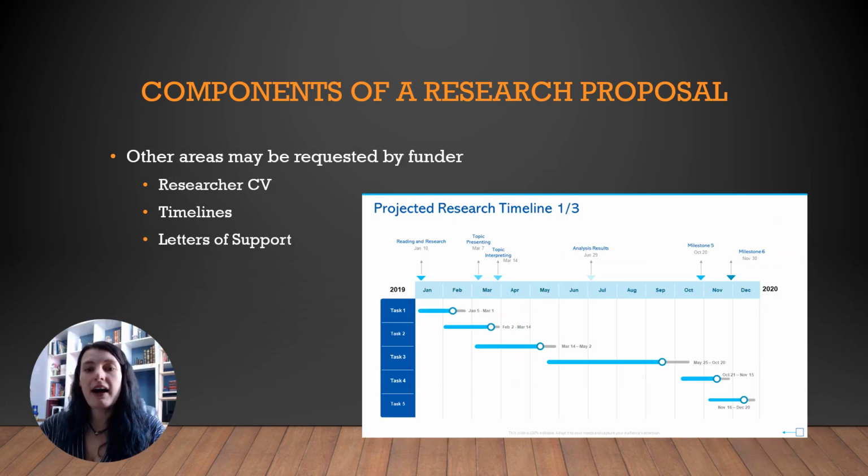Finally, there are a number of other documents that may be requested for a particular research proposal, including the researcher's CV, a research timeline, and letters of support from the researcher's employer or participating agency. Again, it is up to the researcher to make sure they're familiar with the proposal requirements and to submit all requested materials.